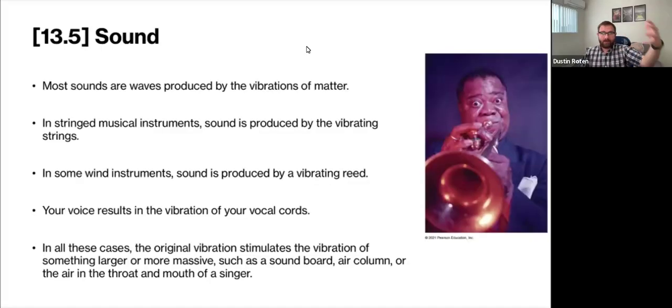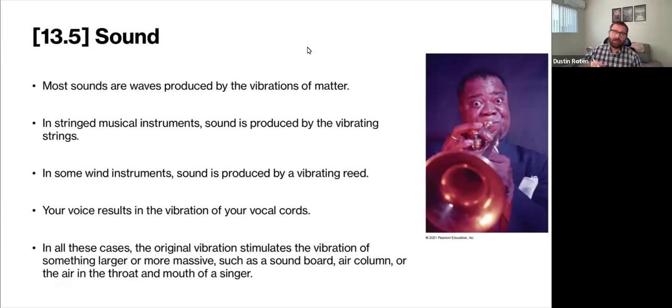All right. Last time we talked about the anatomy of waves: crests, troughs, wavelength, frequency, period, all that, wave speed. Now we can actually take this and start applying it to sound. Most sounds are waves produced by vibrations of matter. In stringed instruments, sound is produced by the vibrating strings. So if you slow down a vibrating string in slow motion, you'll actually see it make a sine wave.